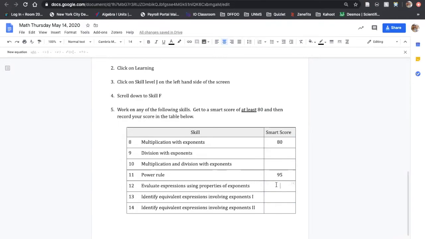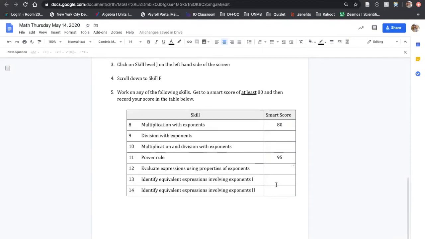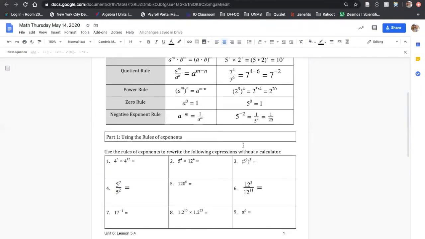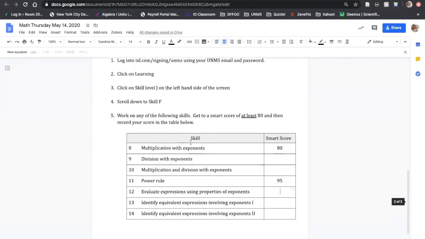I'm also going to be, like I said, monitoring kind of the live session as you guys are working, right? But you're still going to want to turn this in at the end of the period, right? If you only do this section here and you don't practice any of the IXL skills, you're not going to get more than a 2 for the day, right?